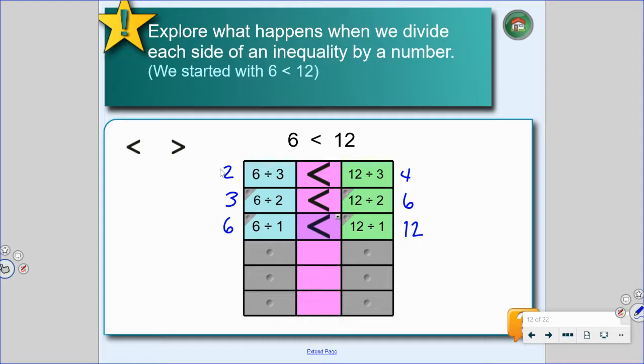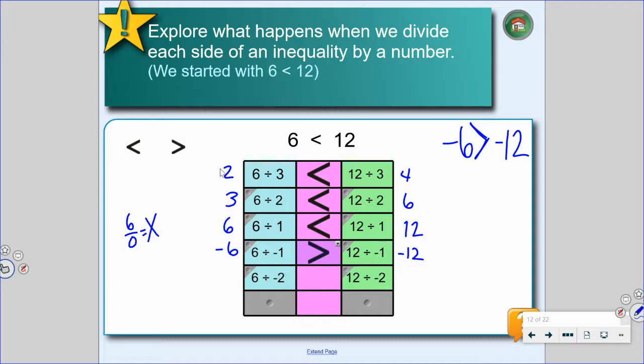Now you can't divide by 0, right? Impossible. So let's try a negative 1. 6 divided by negative 1 is negative 6. 12 divided by negative 1 is negative 12. And how does negative 6 compare with negative 12? Negative 6 is greater. That's weird. Let's just keep exploring, see what happens.